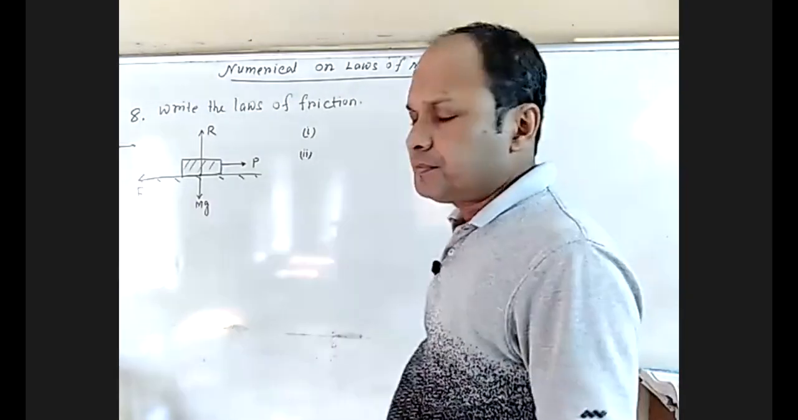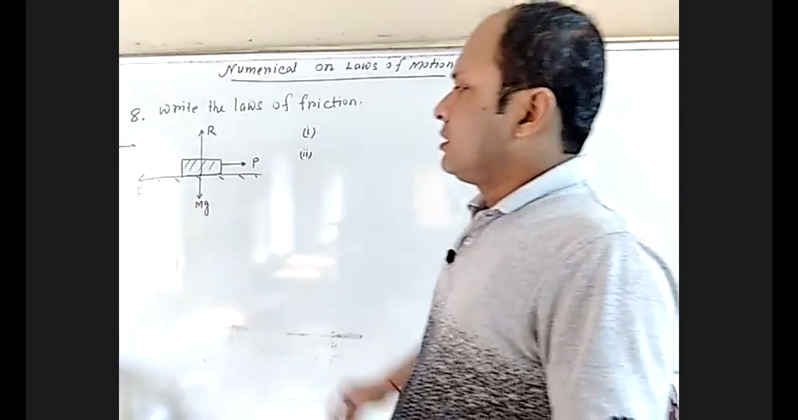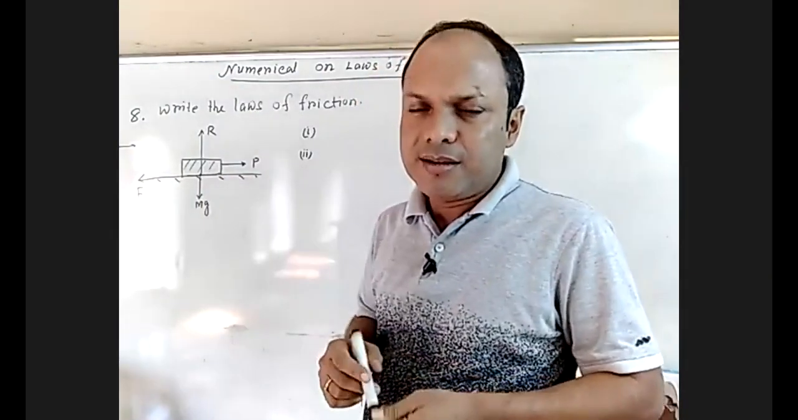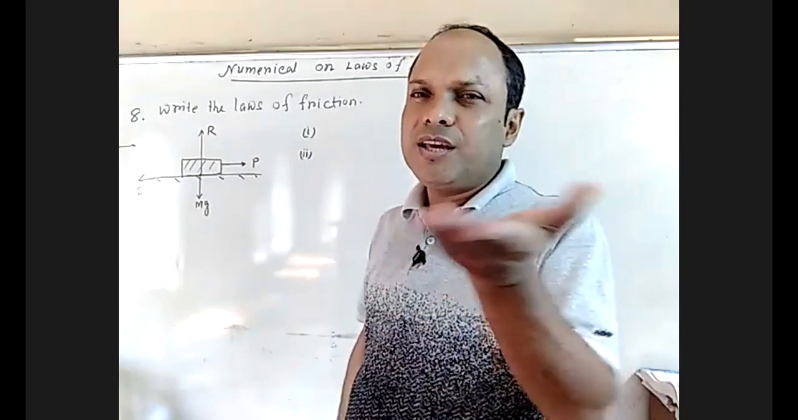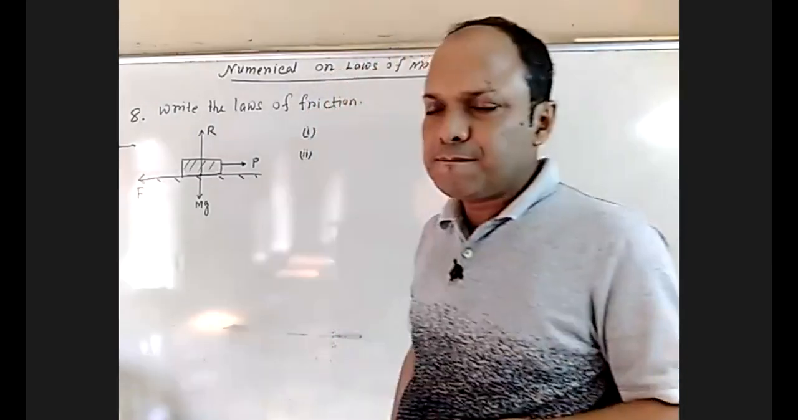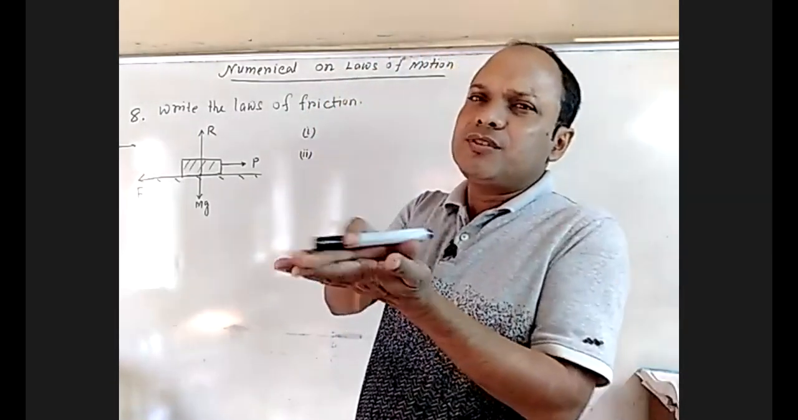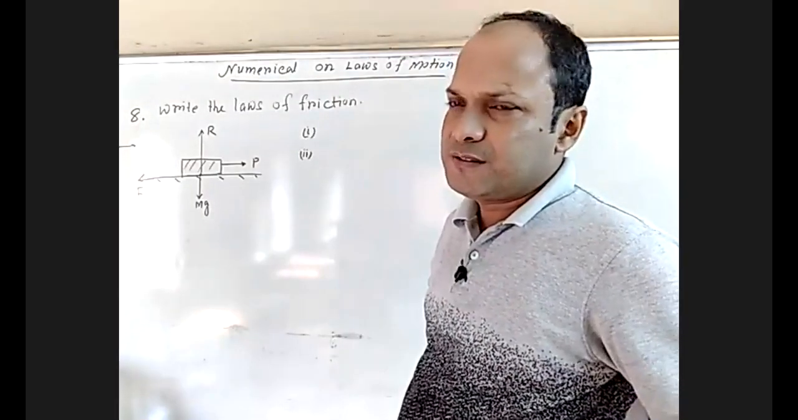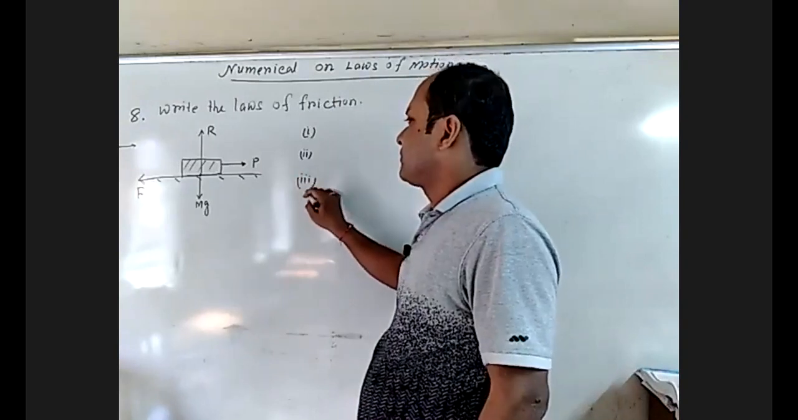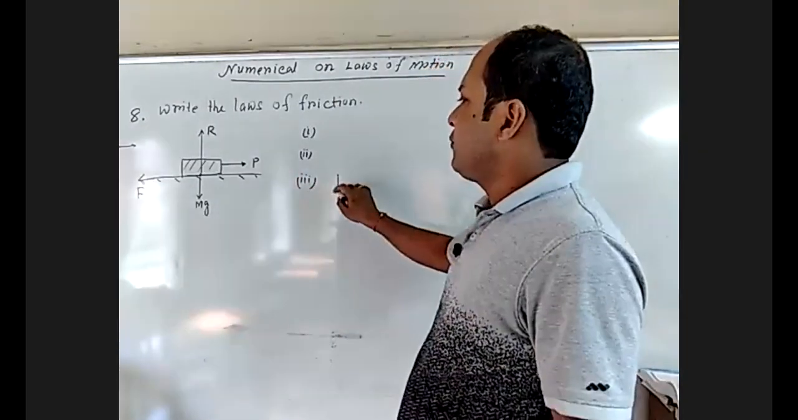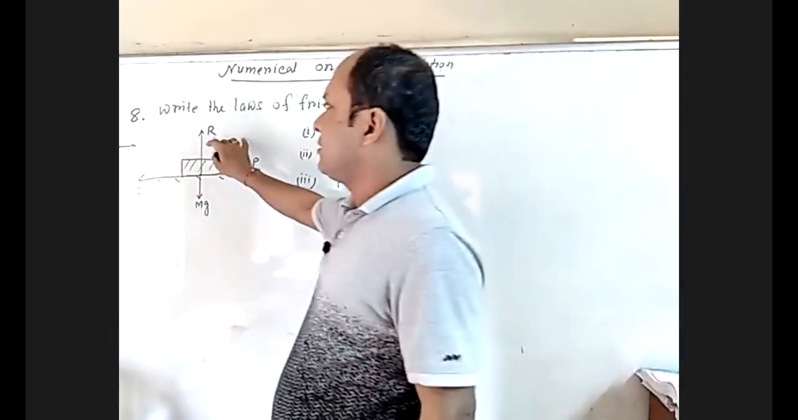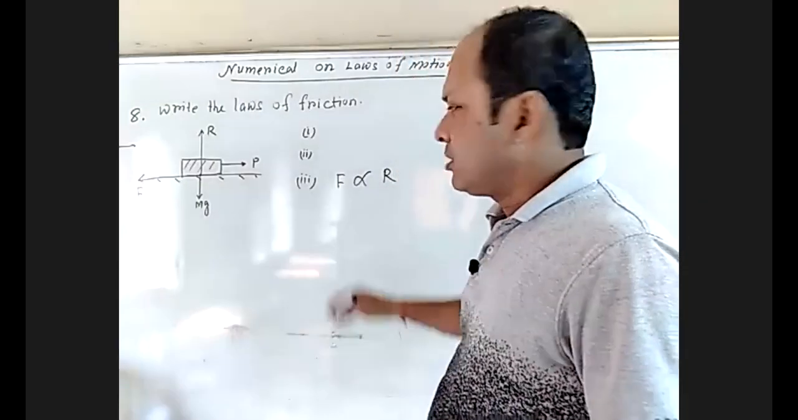The second law: the force of friction acting between the two surfaces in contact is independent of the area of the surfaces in contact. Third, the frictional force is directly proportional to the normal reaction. You know, this is the normal reaction.